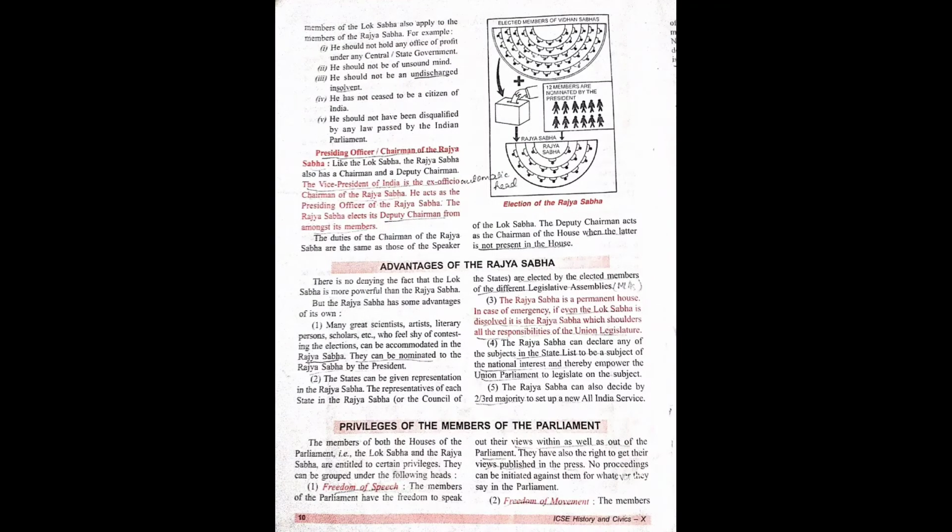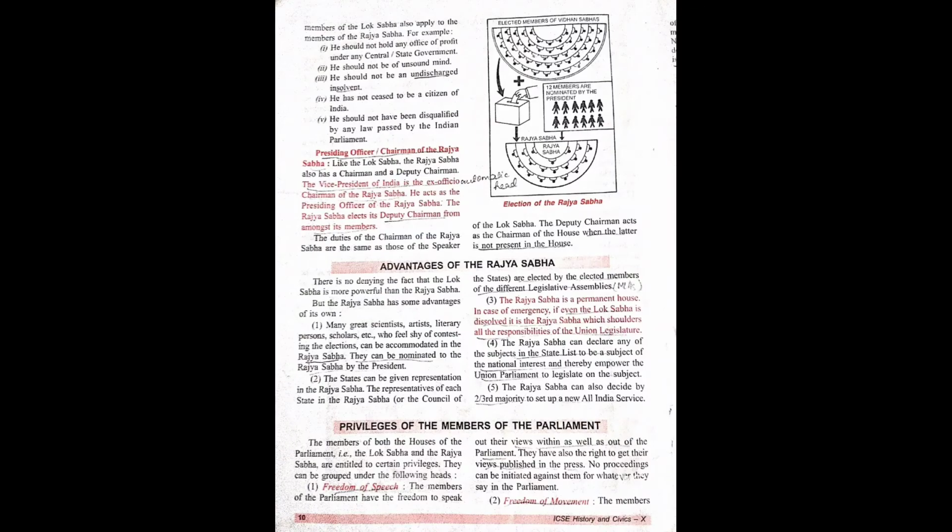So freedom of speech gives the members of both the houses of Parliament, that is Lok Sabha and Rajya Sabha, the right to speak whatever they want inside the house as well as outside the Parliament. They can also give their views in different media, and no proceedings can be taken against them for whatever they say in the Parliament.